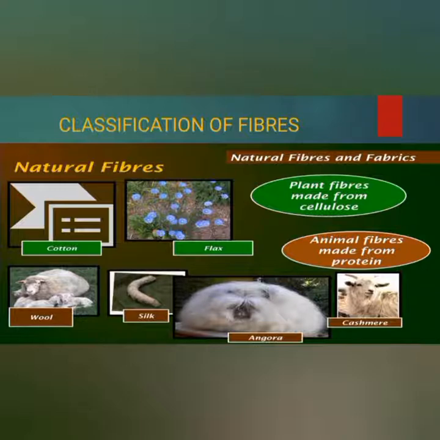Plant fibers are made from cellulose, while animal fibers are made from protein. Note that the plant fibers are from cellulose and animal fibers are from what? Protein. These are all examples of natural fibers. So in this module, we are going to be discussing just natural fibers.